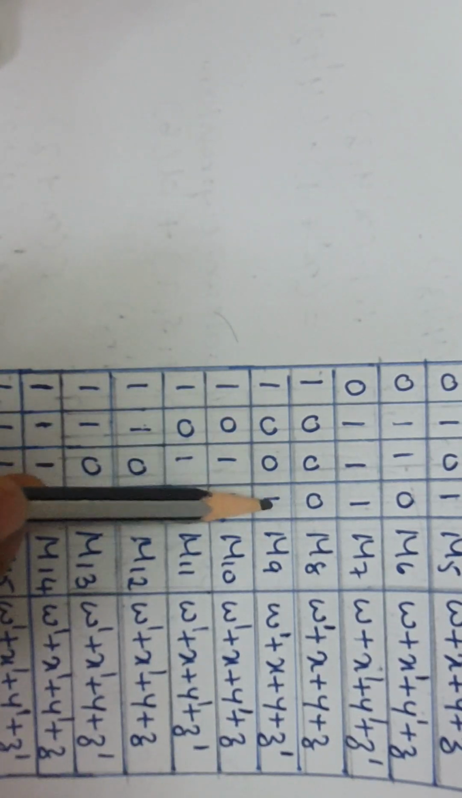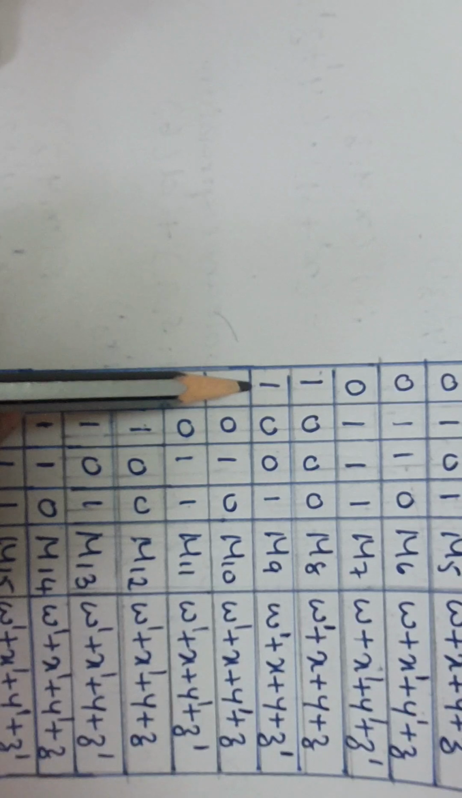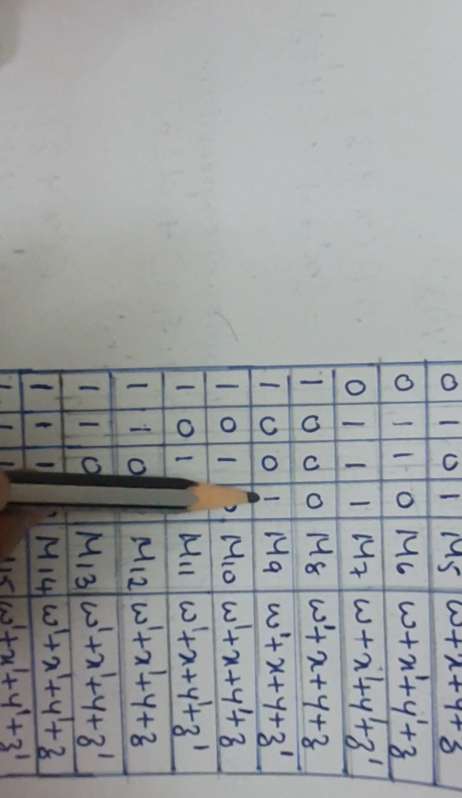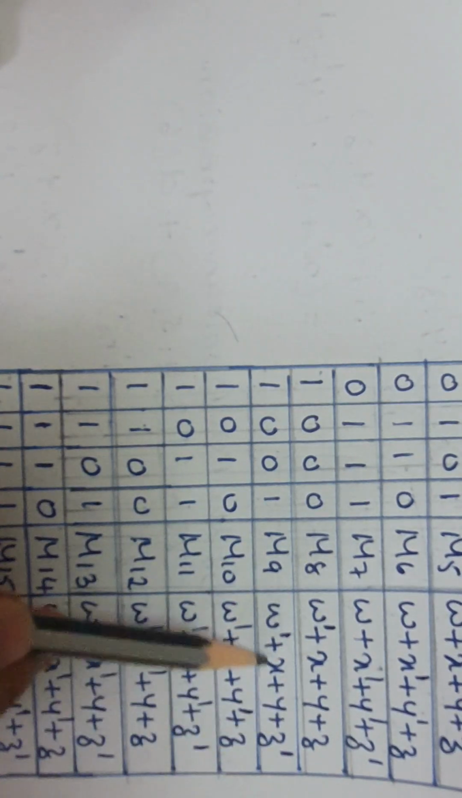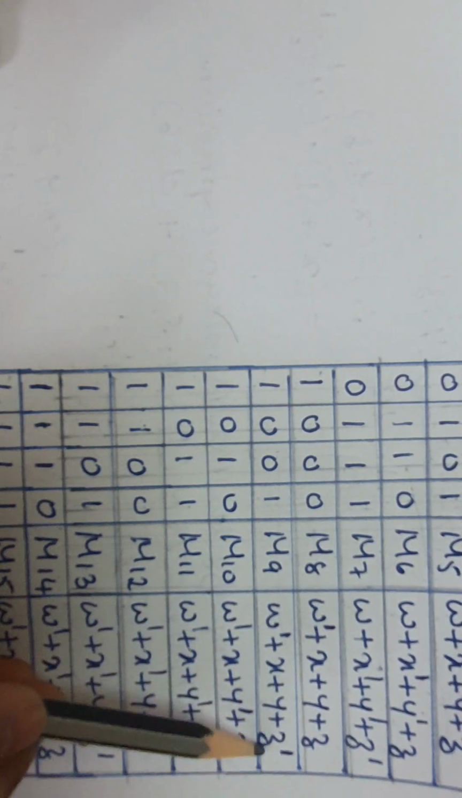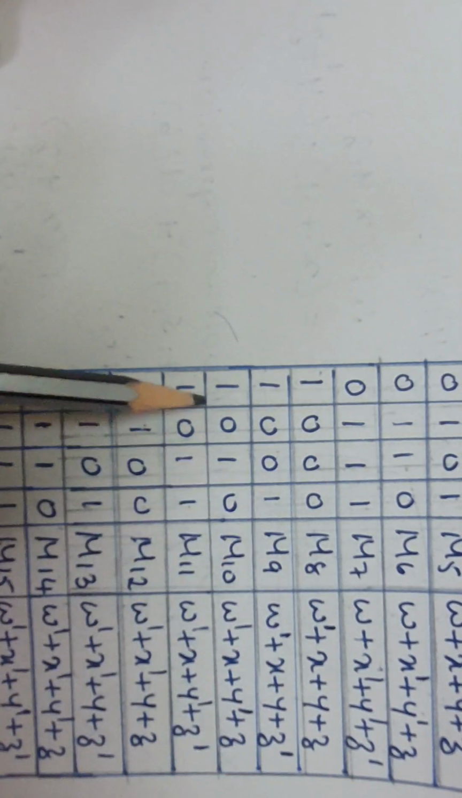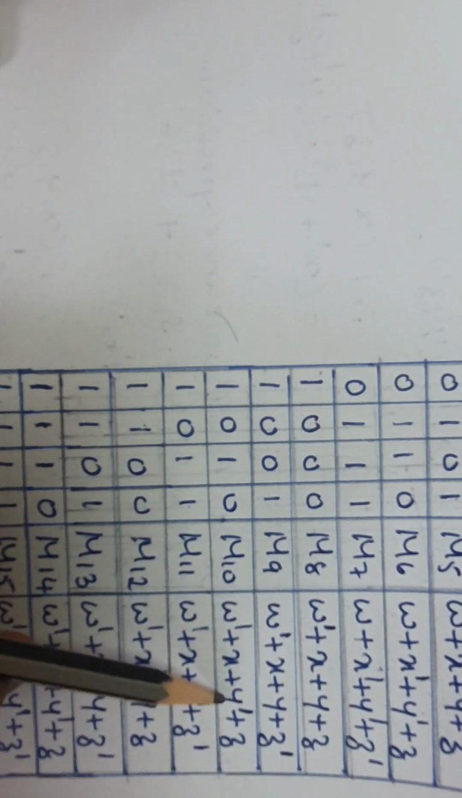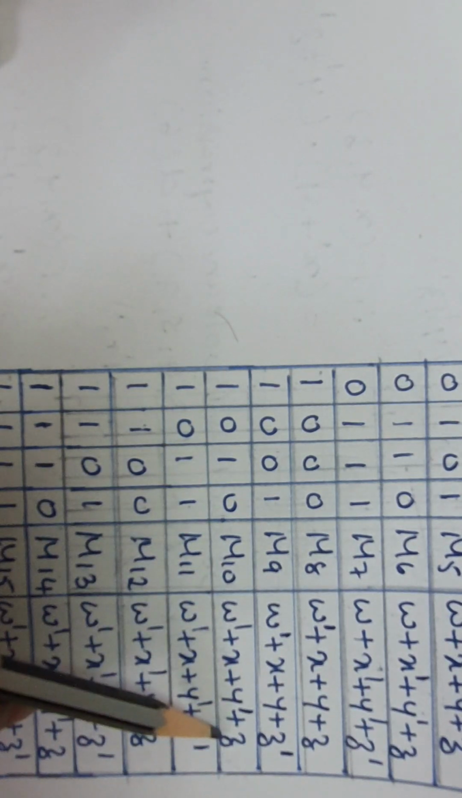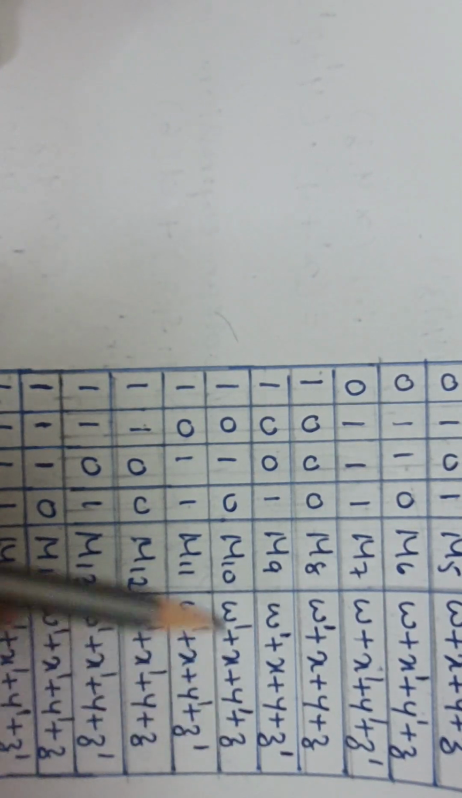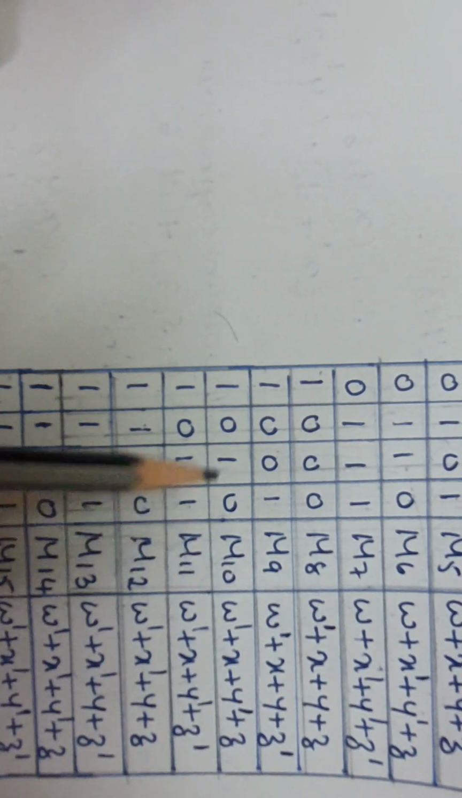Next 1, 0, 0, 1. So here w is 1, w dash, x is 0, x, y is 0, y, but z is 1, z dash. So in between plus sign, this term is w dash plus x plus y plus z dash, that is called max term 9. Then 1, 0, 1, 0. W is 1, so w dash, x is 0, x, y is 1, y dash, z is 0, z. So hence w dash plus x plus y dash plus z represents m10, max term 10.